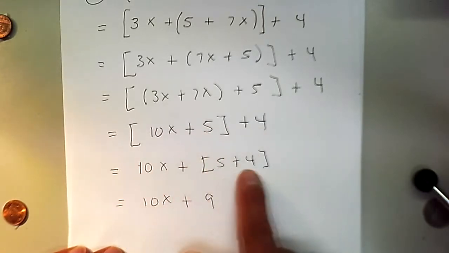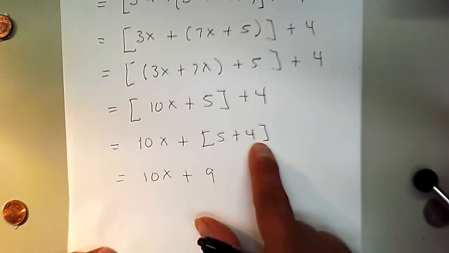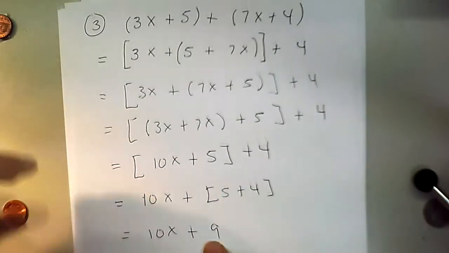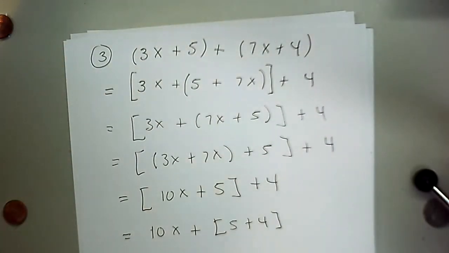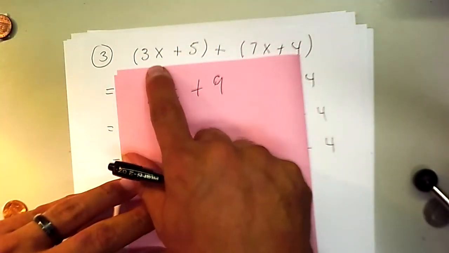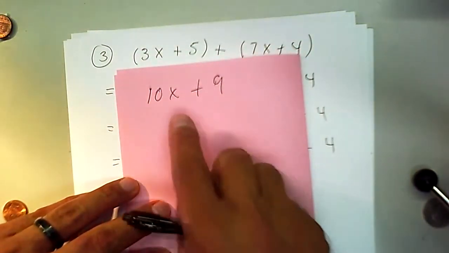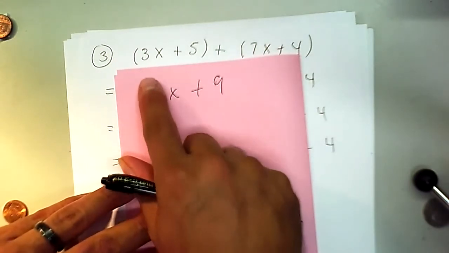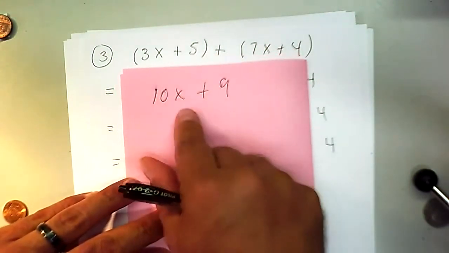So we have to reassociate. Yep. And then we finally get to this answer. So when we start with this problem, and we jump from here to here, we're not doing anything wrong. We're actually taking a shortcut. We're just adding like terms together.